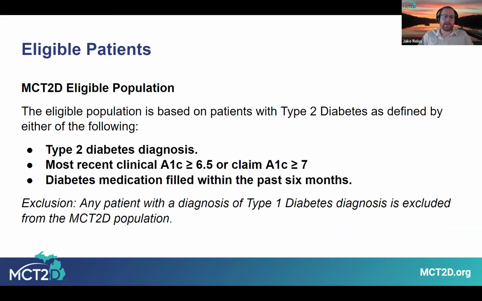So just as a quick reminder here, the eligible patients for the MCT2D dashboards include any patient with a diagnosis of type 2 diabetes through an E11 code, or an A1C greater than or equal to 6.5 in the clinical data, or greater than or equal to 7 in the claims data, because that's the way that it's broken down in claims, or a diabetes medication filled within the last 6 months. Importantly, this includes an exclusion of any patient with type 1 diabetes. Obviously, this is focused on type 2 diabetes, and so we don't want anybody with type 1 coming through there.